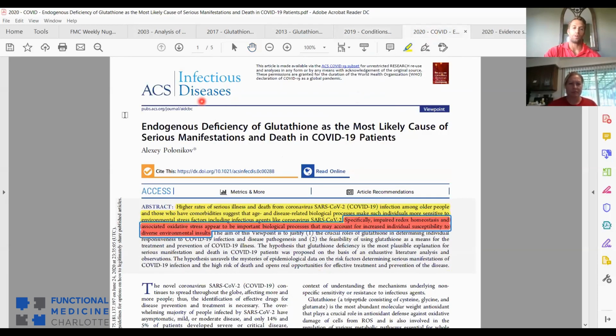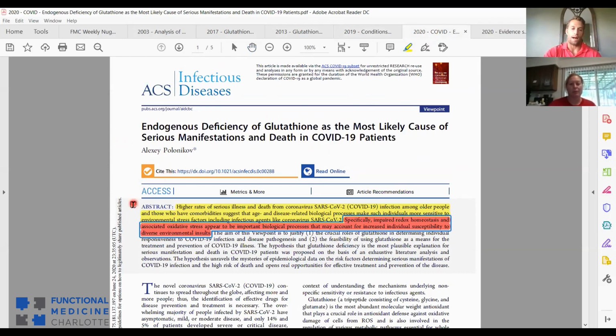And now we're getting into more COVID specific. So this came out just a couple weeks ago in the Journal of Infectious Diseases. And this is a hypothesis written by this man, but basically his hypothesis is that endogenous deficiency of glutathione is the most likely cause of serious manifestations and death in COVID-19 patients.